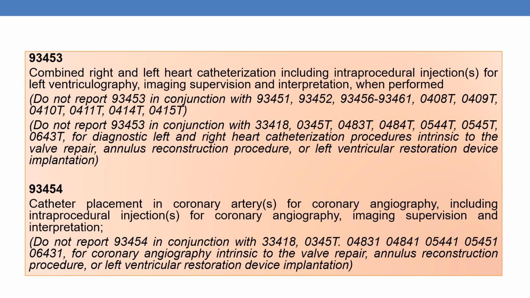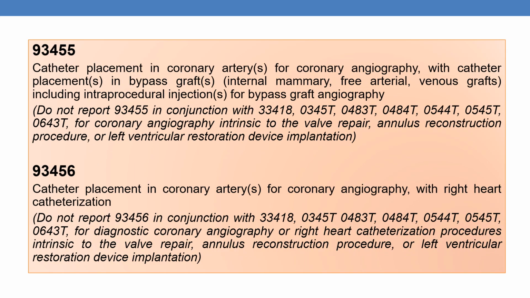The next is 93453. Combined right and left heart catheterization, including intra-procedural injection for left ventriculography, image supervision and interpretation when performed. Every code has a do not report list in conjunction with the respective codes. That indicates that we should not code these two codes together. Next code is 93454. Catheter placement in coronary artery for coronary angiography, including intra-procedural injection for coronary angiography, image supervision and interpretation. It is given by 93454.